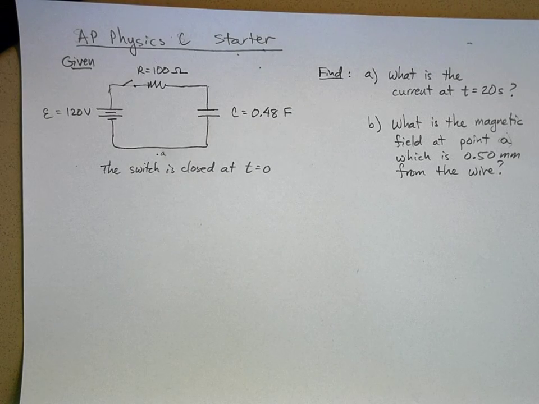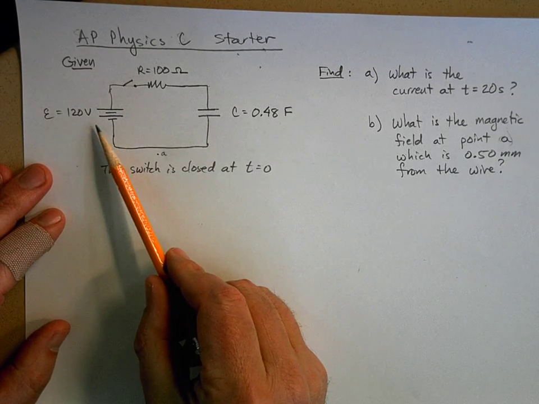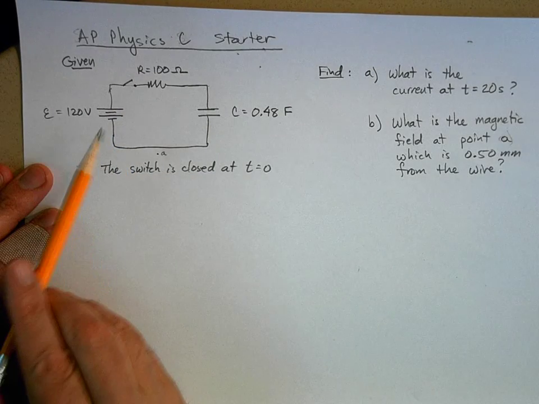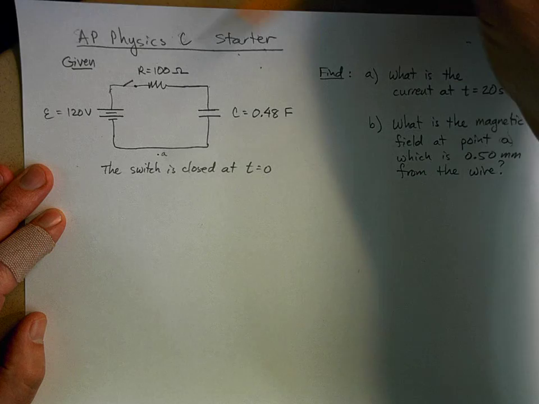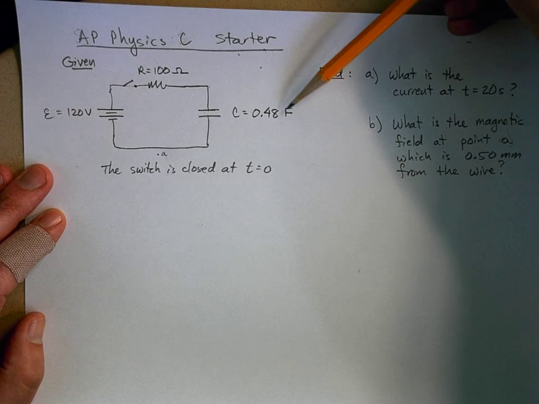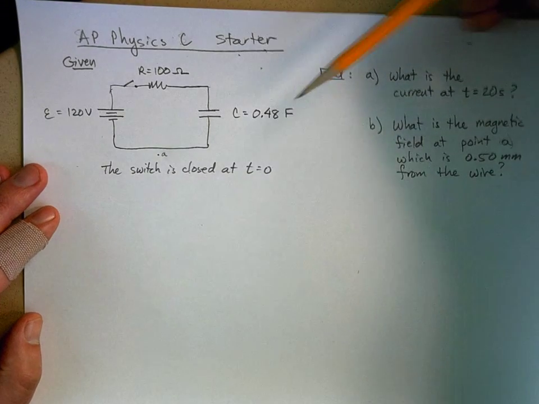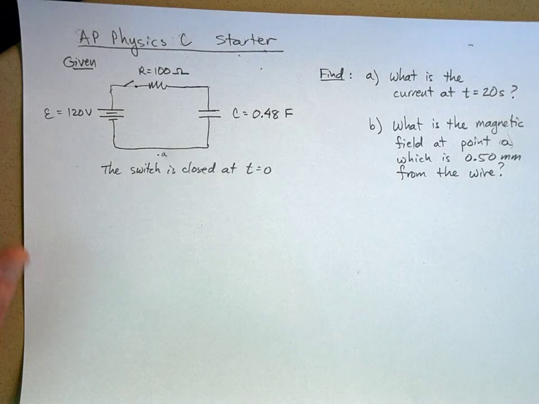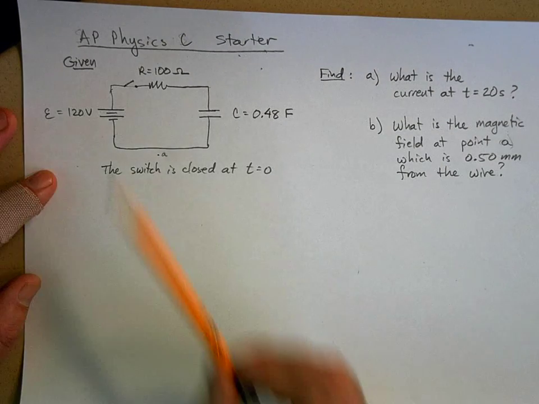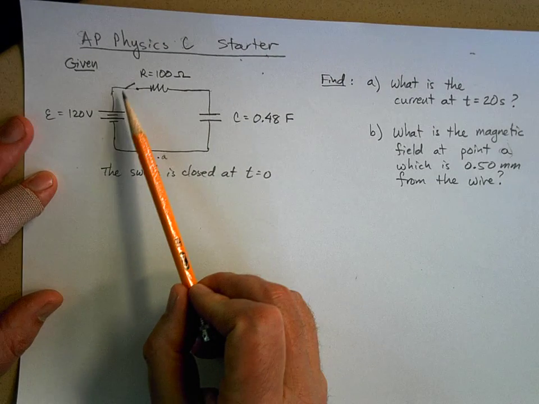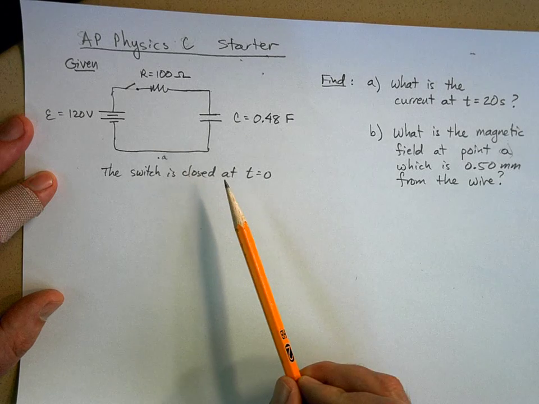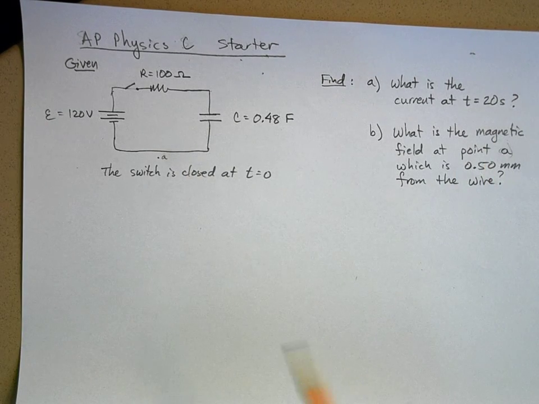All right, today's starter is about RC circuits. Let's say we have a 120 volt source, a 100 ohm resistor, and a 0.48 farad capacitor. So that's a pretty big capacitor. At t equals 0, the switch is closed, and we want to know what is the current at t equals 20 seconds.